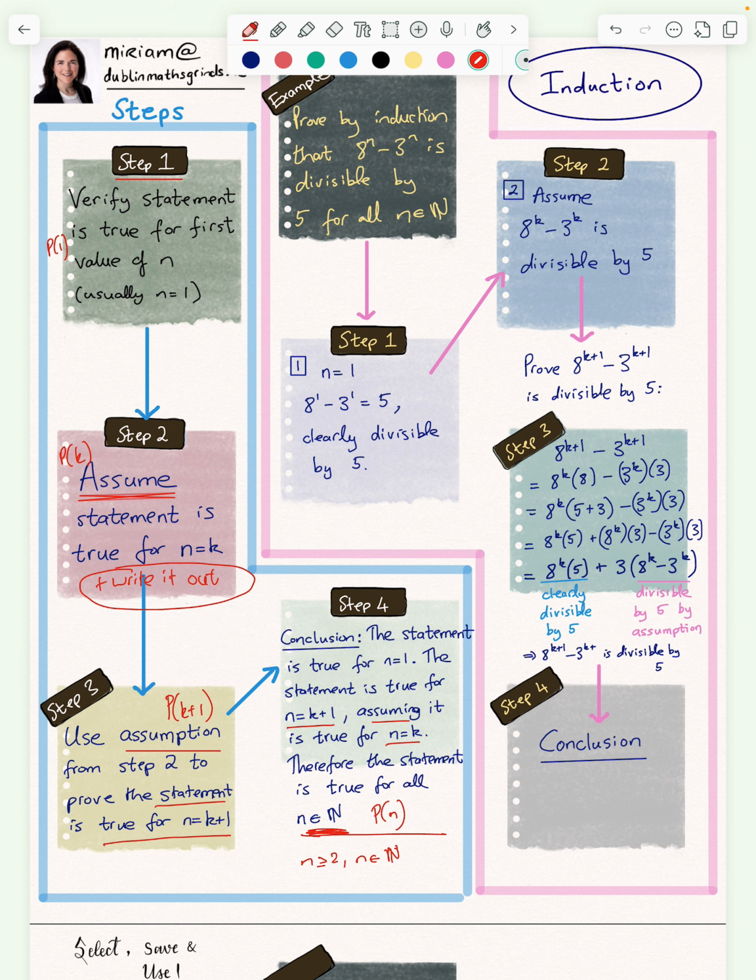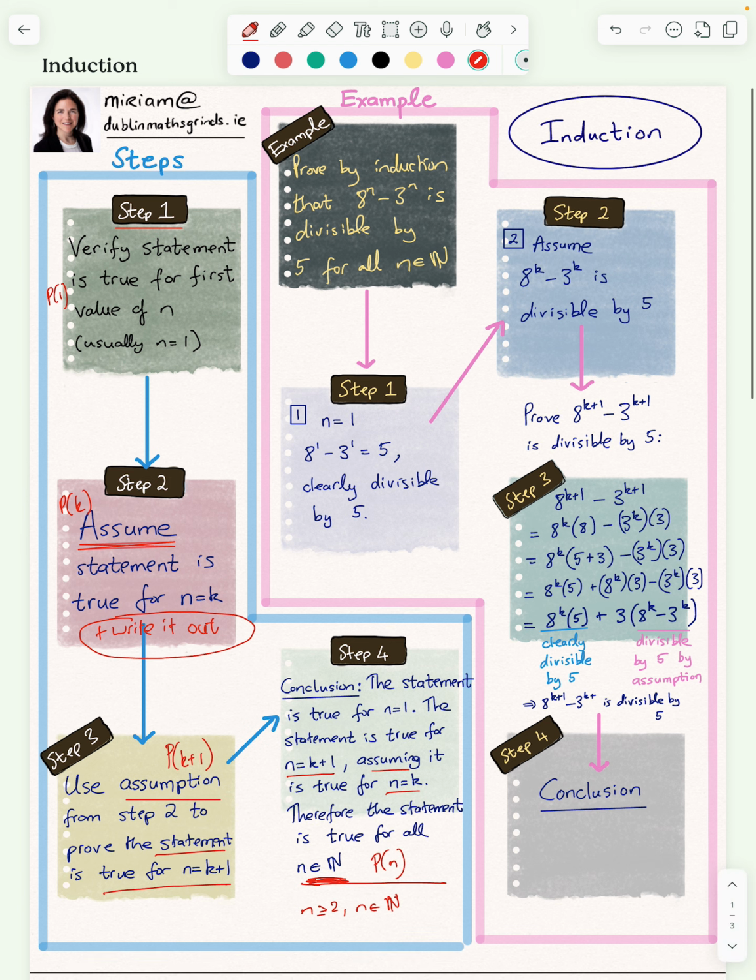Okay, so in this example here: prove by induction that 8 to the n minus 3 to the n is divisible by 5 for all values of n in the natural numbers. A quantity being divisible by 5 means that it is an integer multiple of 5. So 5 times 12 is 60. 60 is divisible by 5. 60 is an integer multiple of 5.